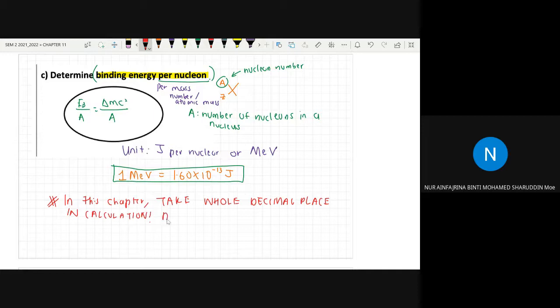Remember, don't round off. Okay, especially when you are calculating your U. So whatever is in your calculator, even if it's 0.28, extend it and take everything. Because this is what we call mass defect. The mass defect's value difference is very small, right? So when it is very small, we have to take everything in the calculator.